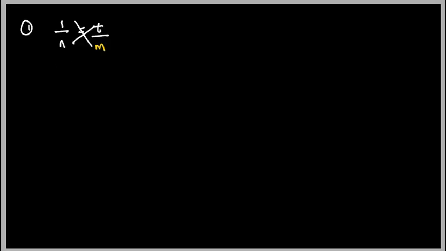M times 1 is just m. Then equals to t times n is nt. And as you can see, this is our final answer. We have made m the subject because m is now alone on one side and other letters are on the other side. So m is equals to nt. That was so simple.